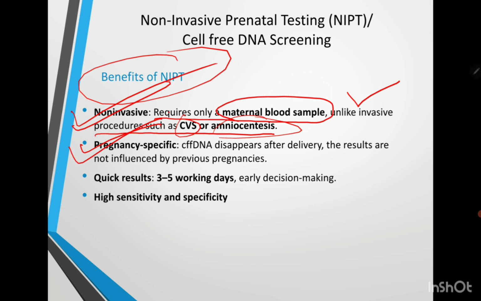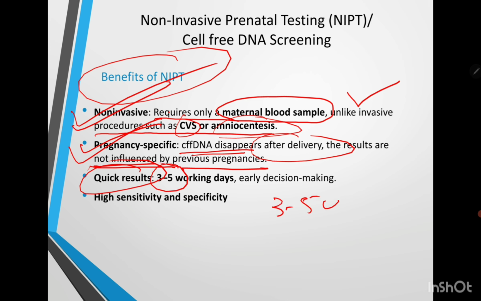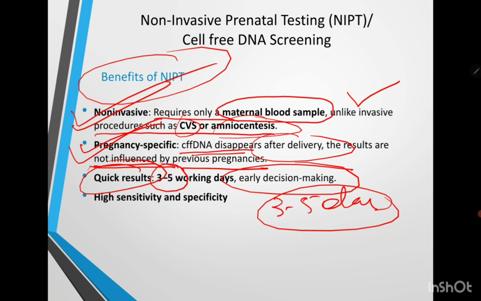It is pregnancy specific, because it is cell-free DNA. If you do NIPT, that cell-free DNA is only for that pregnancy, not for the previous pregnancy, because immediately after delivery, the previous pregnancy's cell-free DNA from the fetus in the maternal circulation has already cleared out. So it is very specific to the particular pregnancy. The results are not influenced by the previous pregnancy, and it gives quick results, only 3 to 5 working days. So you can go for early decision making, with high sensitivity and specificity.